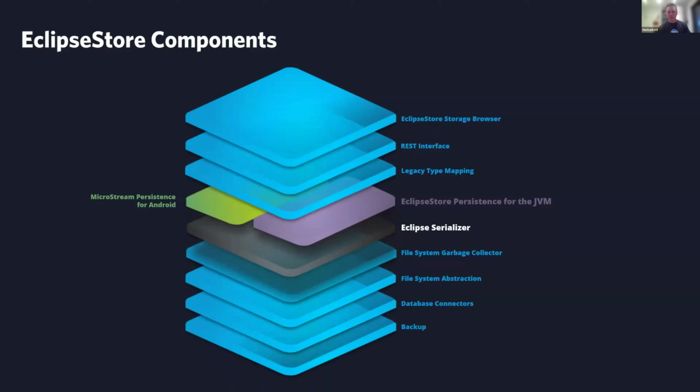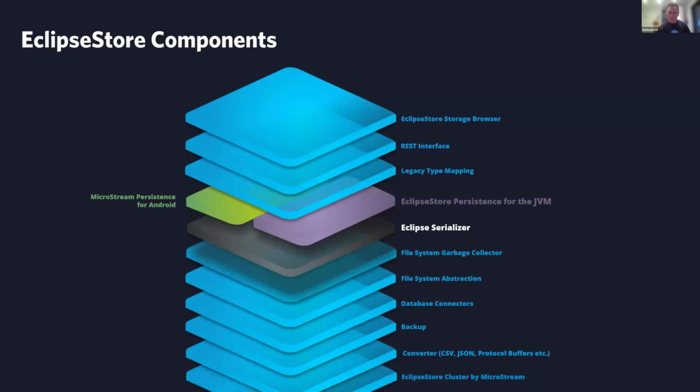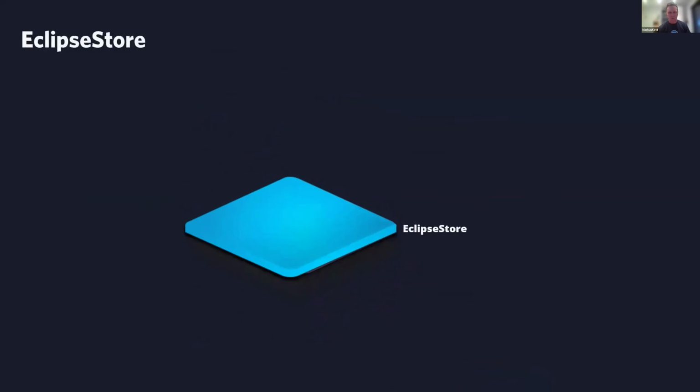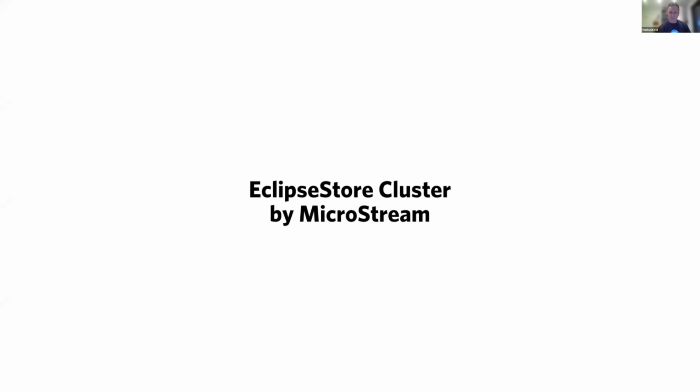If you use a cloud object store, then you can benefit from the cloud provider's backup strategy. We also have converters. EclipseStore is an open system, so you can import data to EclipseStore, but you can also, vice versa, export your data very easily. And then we have a cluster environment for distributed EclipseStore applications provided by MicroStream. So this is the whole package you get with EclipseStore.